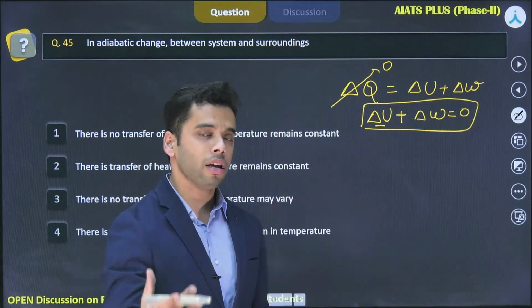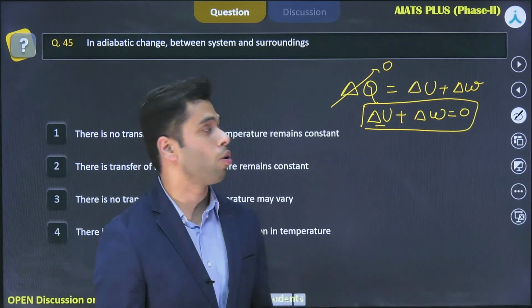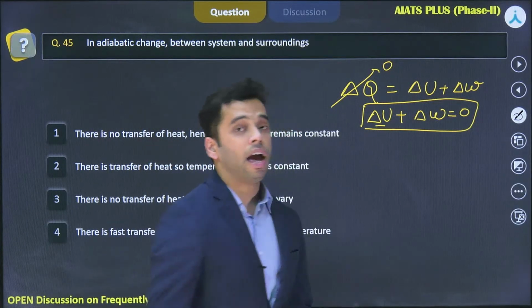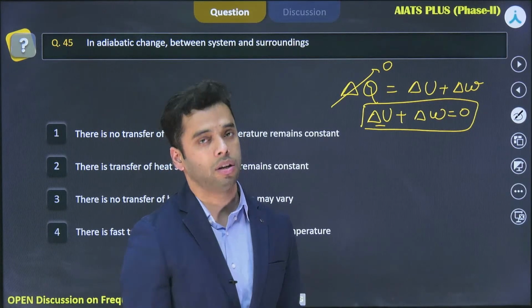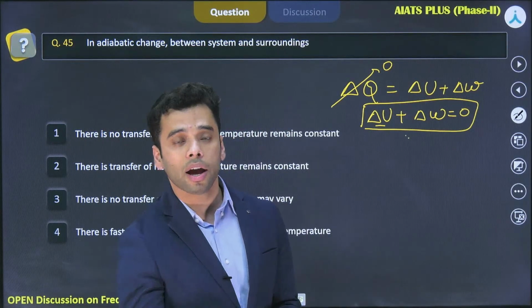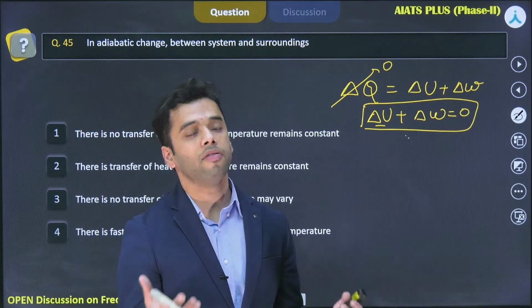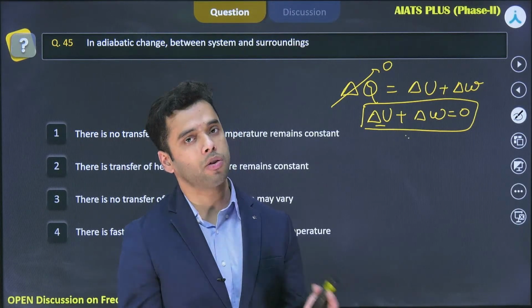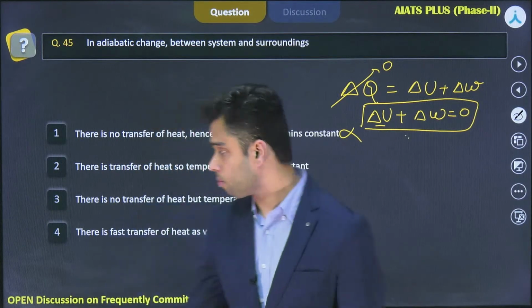Whether you do work, or the system does work, or work is done on the system, it will come at the cost of internal energy. And if it is coming at the cost of internal energy, it is bound to change, right? So based on the conservation of energy, if work is being done, it will be at the cost of internal energy. If the work is being done on the system, again, it will increase the internal energy. So temperature cannot remain constant. This option is absolutely wrong, right?